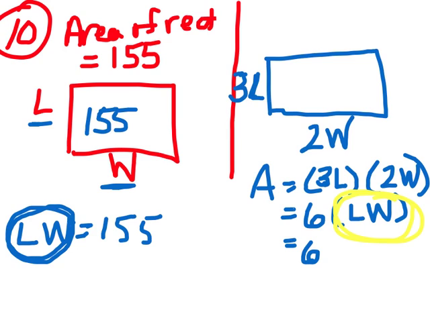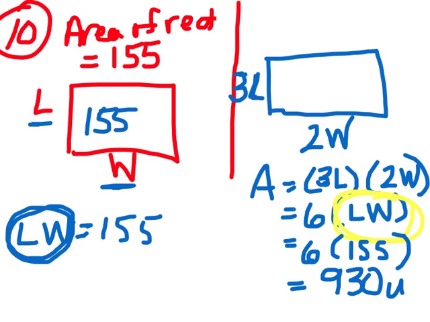I'm just going to take 6 and multiply it by 155, and I would get 930 units squared. So what would be the new area? 930 units squared. You can actually just use these formulas this way, and since you knew what length times width was, you stick it in there, and ta-da, you're done.